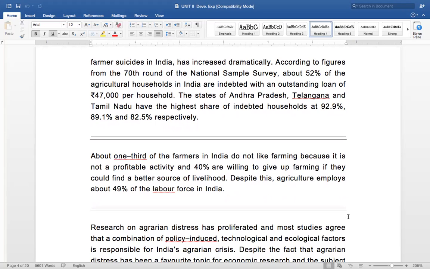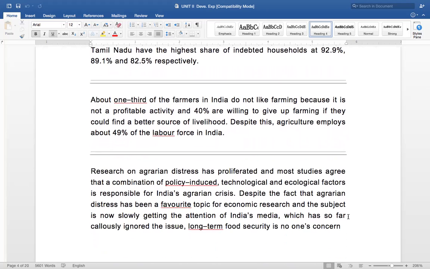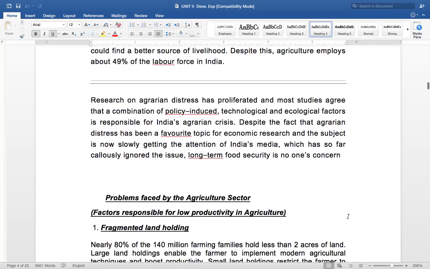Research on agrarian distress has proliferated, and most studies agree that a combination of policy-induced, technological and ecological factors is responsible for India's agrarian crisis. Despite the fact that agrarian distress has been a favorite topic for economic research, the subject is now slowly getting the attention of India's media, which has so far largely ignored the issue. Long-term food security is no one's concern.